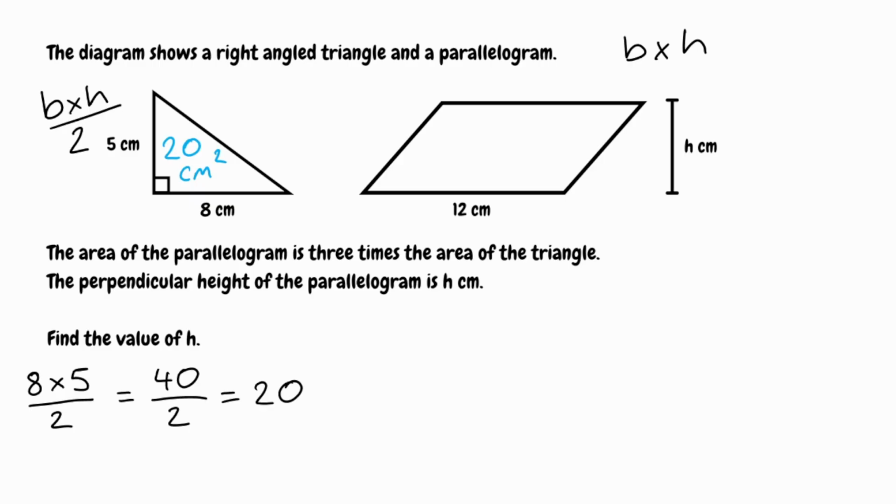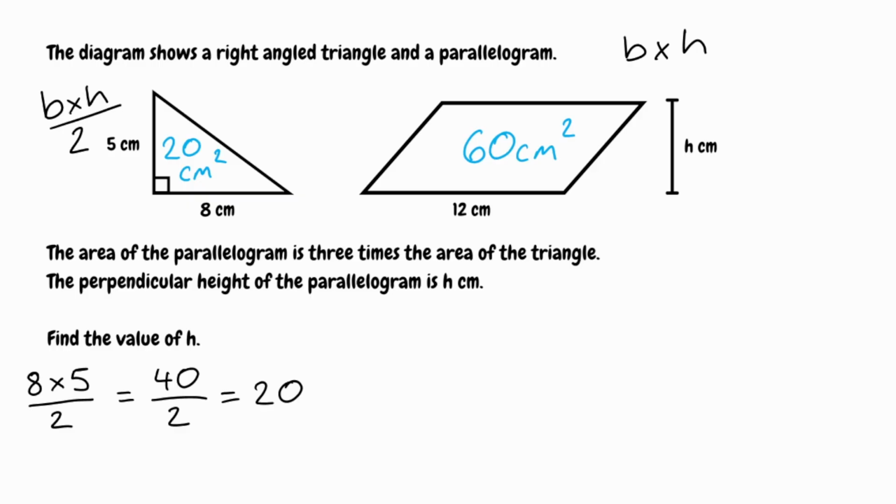So we know the area of the triangle is 20 centimetres squared. So if we then times that by 3, that's going to give us 60 centimetres squared. So that would be the area of our parallelogram. So now to find the value of h, we're just going to simply use the formula and we can put that equal to the area of the parallelogram.